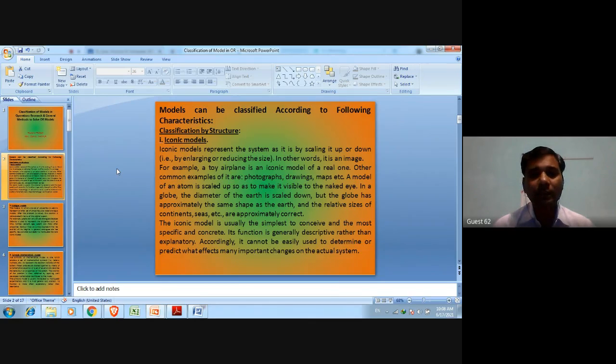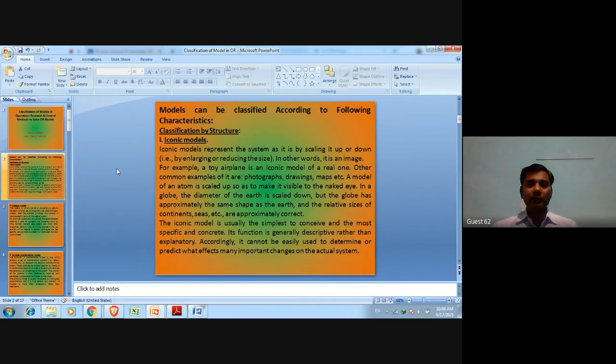The first one is the iconic model. An iconic model represents the system as it is by scaling it up or down, that is, by enlarging or reducing the size. In other words, it is an image. For example, a toy airplane is an iconic model of a real one. Other common examples are photographs, drawings, maps, etc.